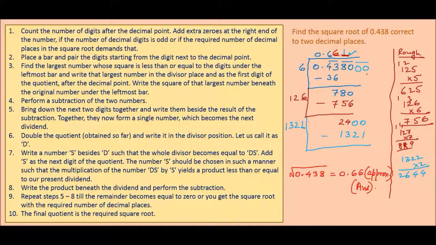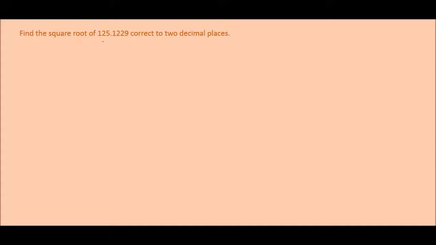Now let us try to get a decimal number. Let us try to get the square root of a decimal number which will be having digits on the left hand side as well as on the right hand side of this decimal point. Find the square root of 125.1229 correct to 2 decimal places. The question is suggesting that this is not a perfect square.